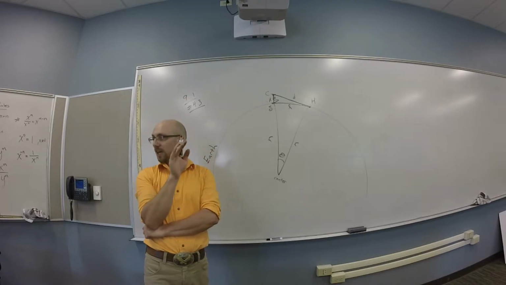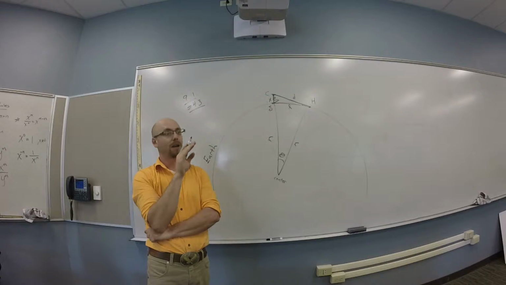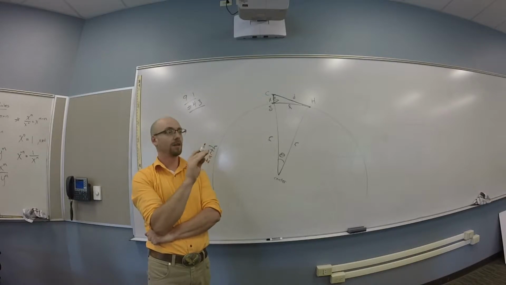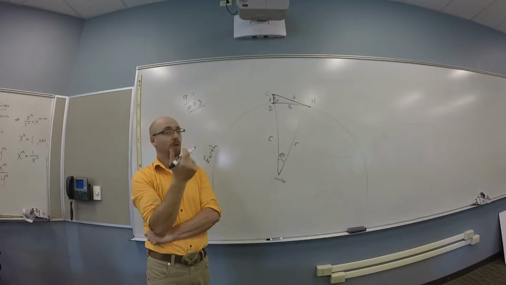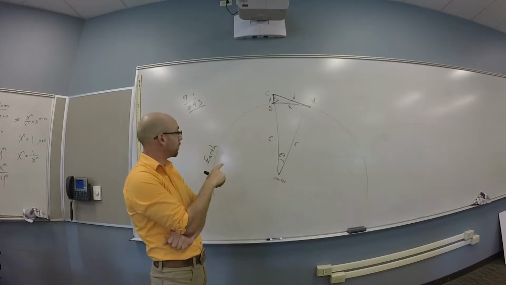Okay, so they're saying you know R and X, find D and L in terms of R and X. You guys see that? Okay, so let me take my best crack. Which one of these is easy from the picture?